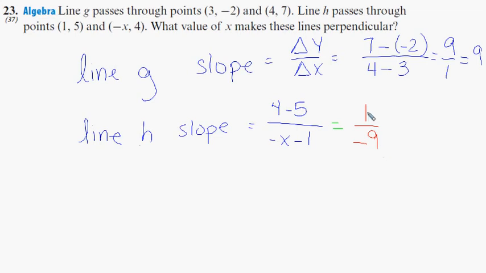So 1 times this is negative x minus 1. Negative 9 times, well, technically it's negative 9 times negative 1. Do you see that all of this equals negative 1? So that's equal to 9.